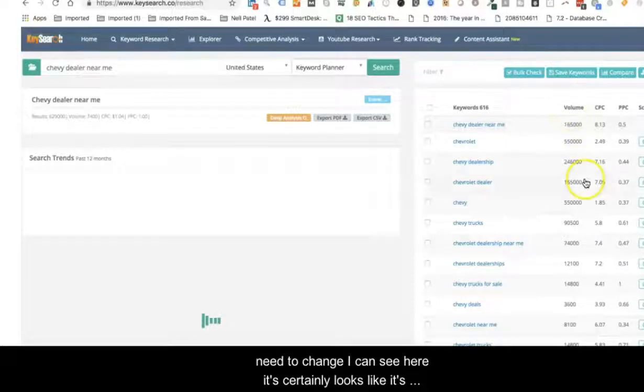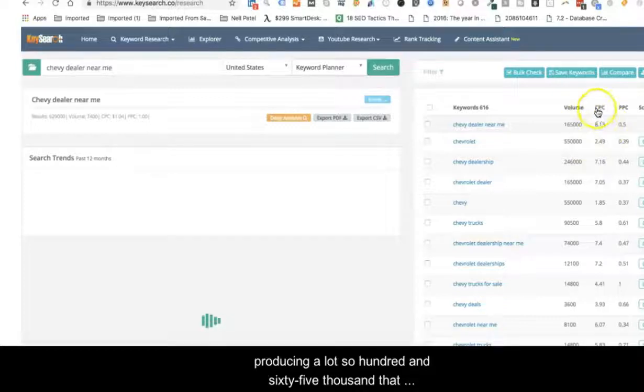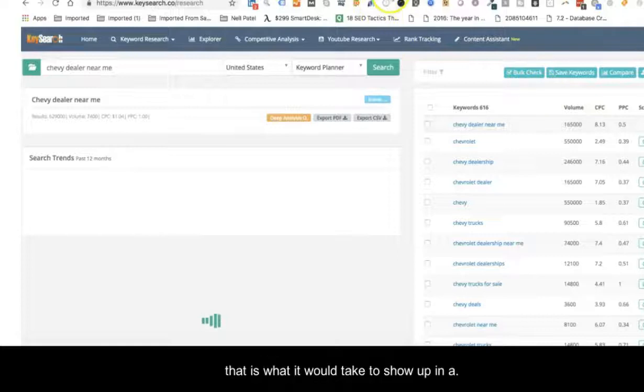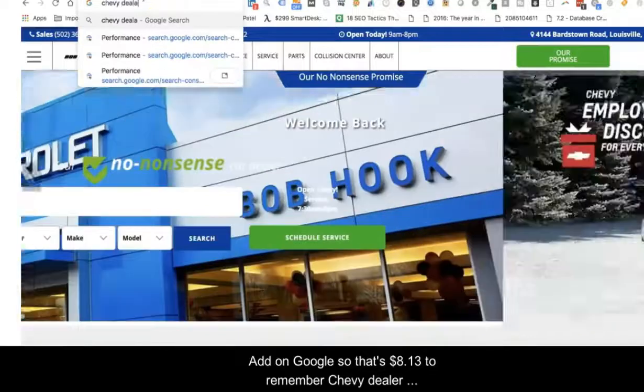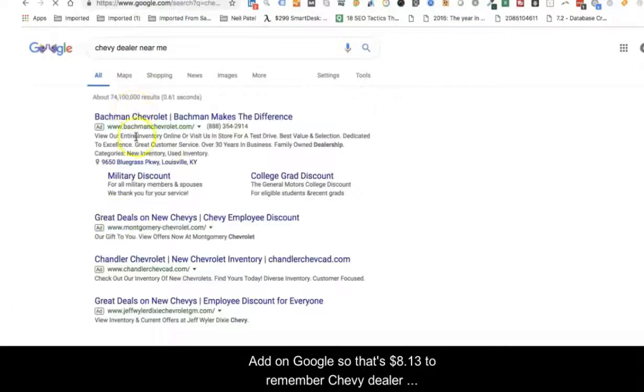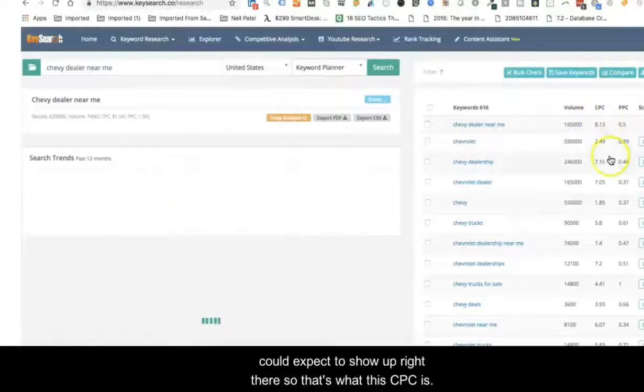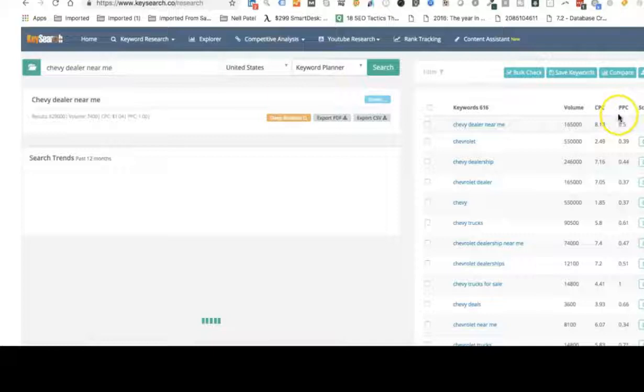So 165,000. That looks huge. That's a lot. So you can see cost per click. That is what it would take to show up in an ad on Google. So that's $8.13. So remember, for Chevy dealer near me, it is probably taking around $9. You could expect to show up right there. So that's what this CPC is saying.